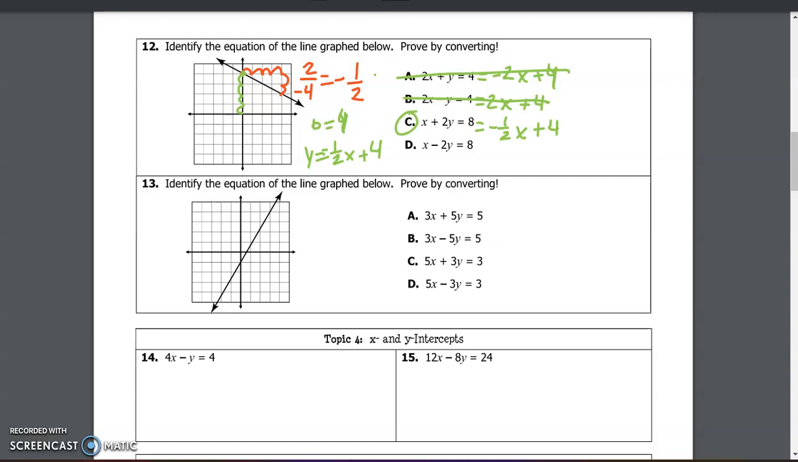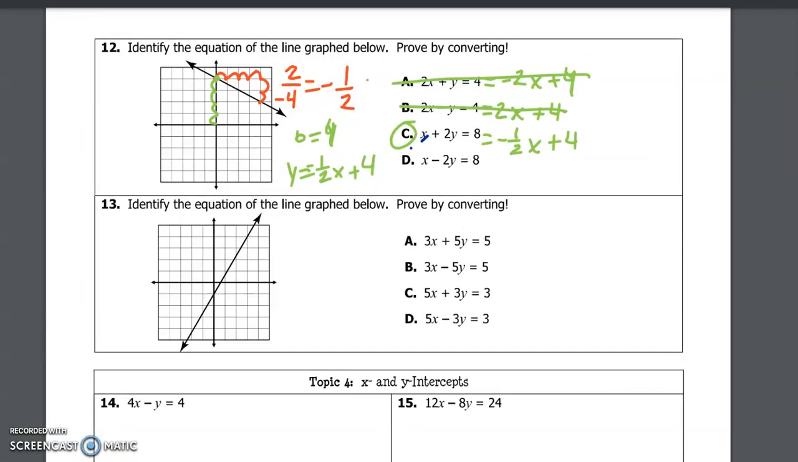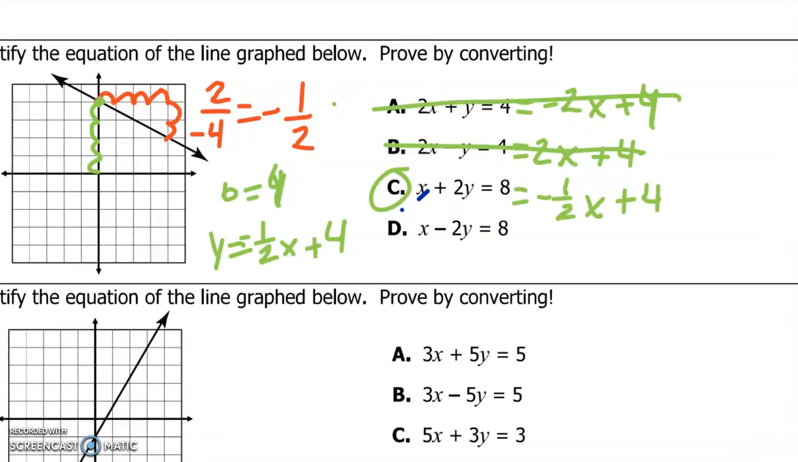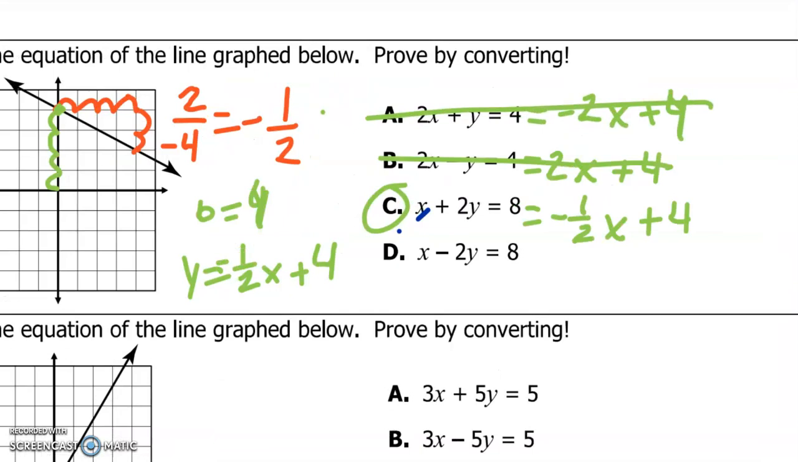Okay, again, you could have done all the converting, right? If we did that, let's say I converted it, that way you can see how you would have worked out the one that is correct. So you'd end up moving x from one side to the other, right? I would subtract x. So I do minus x on both sides.